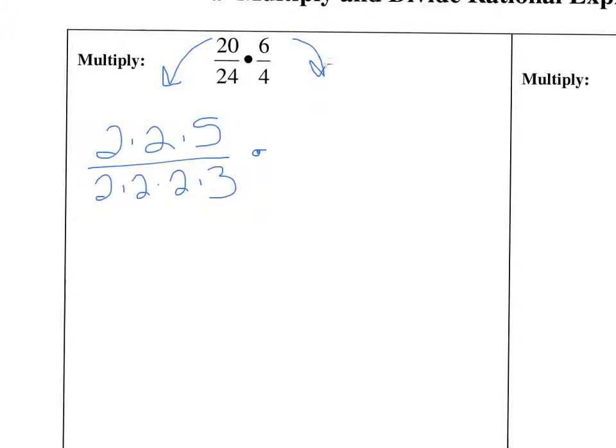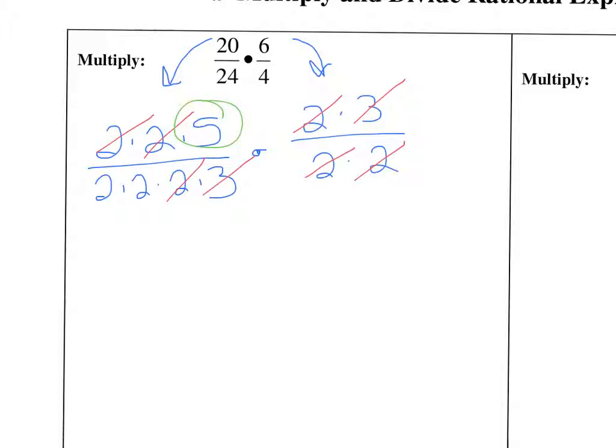Prime factors for 6, 2 times 3. Prime factors for 4, 2 times 2. And now we can cancel anything that matches either vertically or diagonally. That leaves us with 5 over 2 times 2, which is 5 over 4.